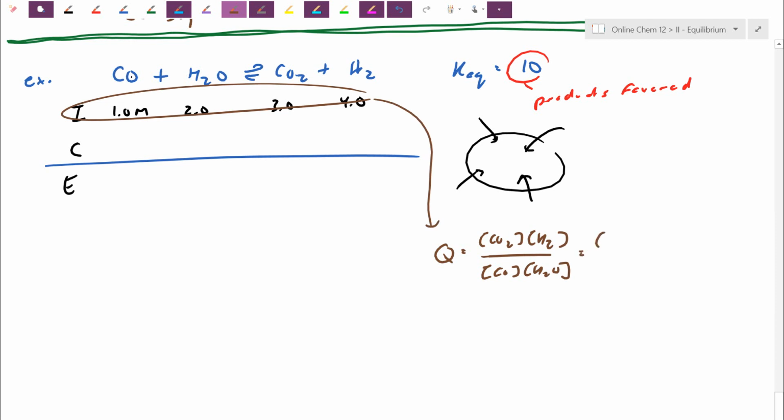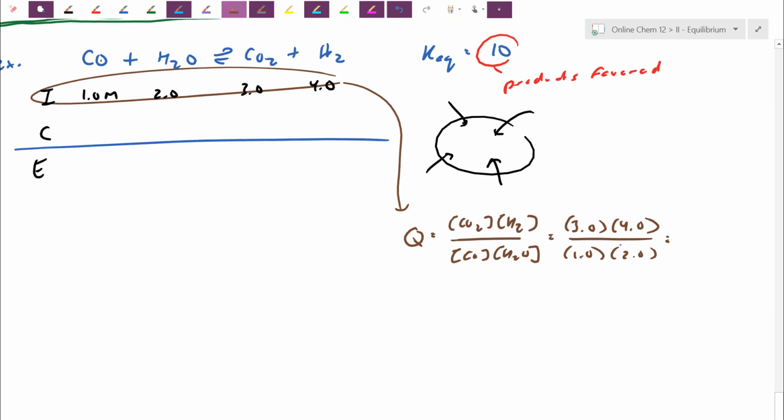My Q value currently does say products are favored because we have a lot more products, but still what I don't know is, do I have enough products? Do I have as little reactants as I need for this ratio to actually be 10? I'm actually doing this to test it. So here we go, 3 times 4 divided by 1 times 2. It's essentially Keq, but I'm using the initial values. 12 divided by 2 here is 6. So that equilibrium constant here also specifies my products are favored.